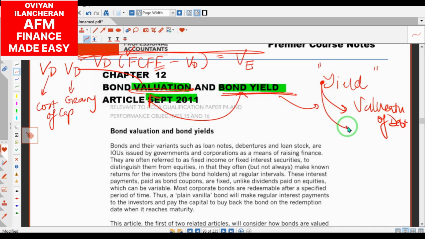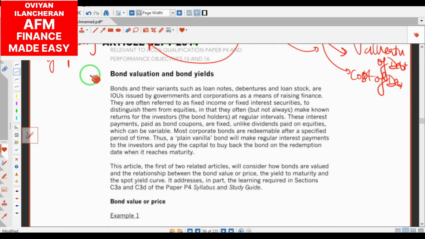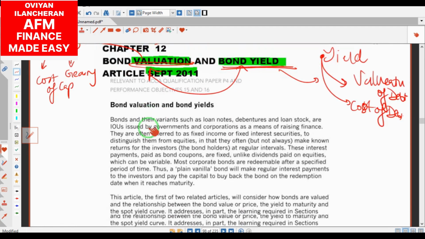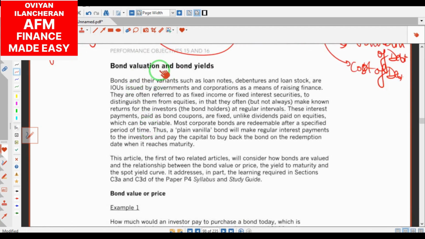And probably you need the yield for the cost of debt computation for the cost of capital. So all that will be important. Basically, what are we going to do in this chapter? There are 5 beautiful examples written by your examiner. We are going to use those 5 examples to explain bond valuation and bond yield. I will probably add one more example just to tie up everything in order.